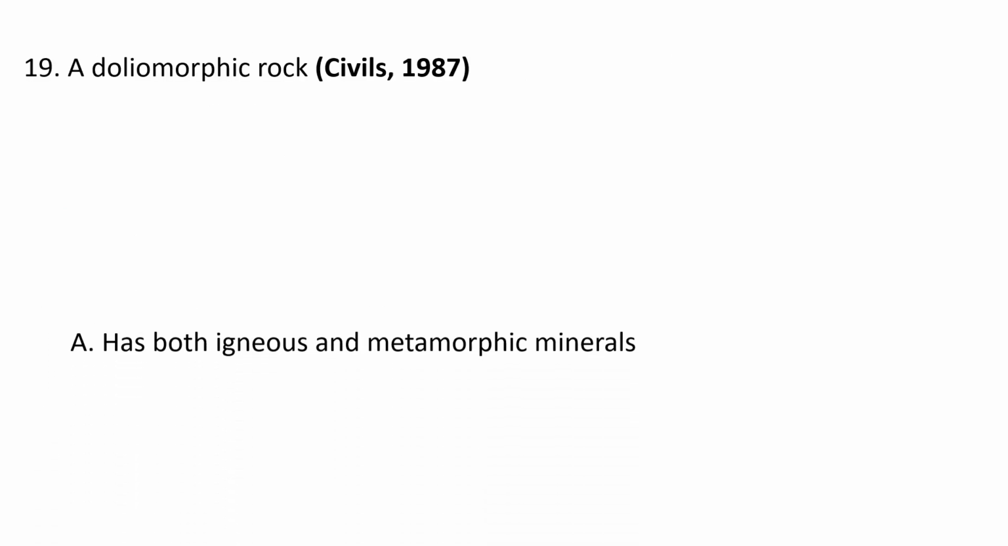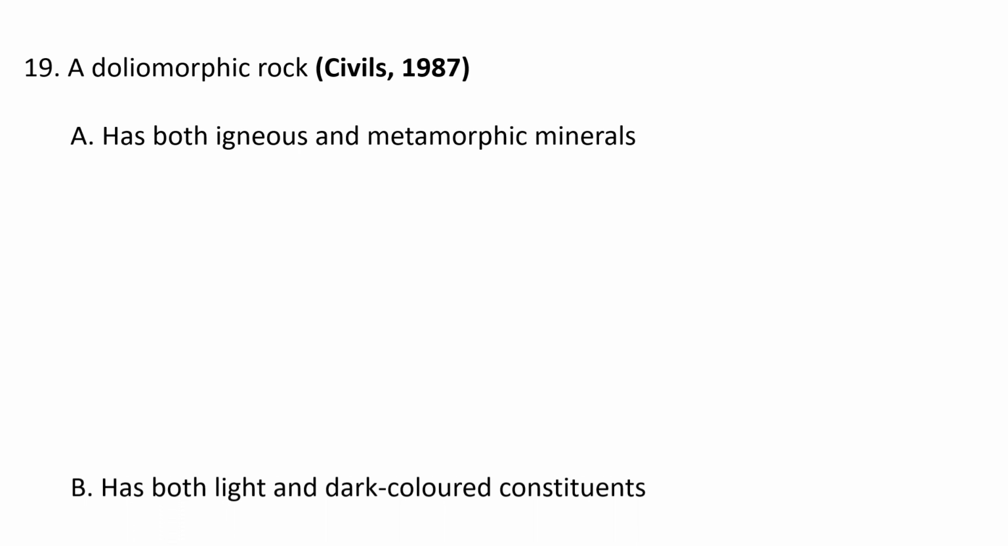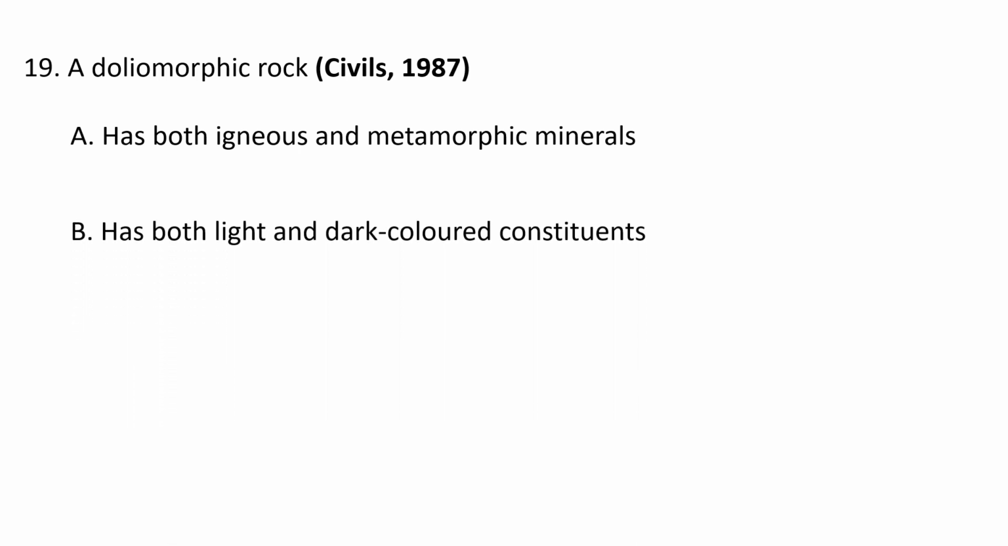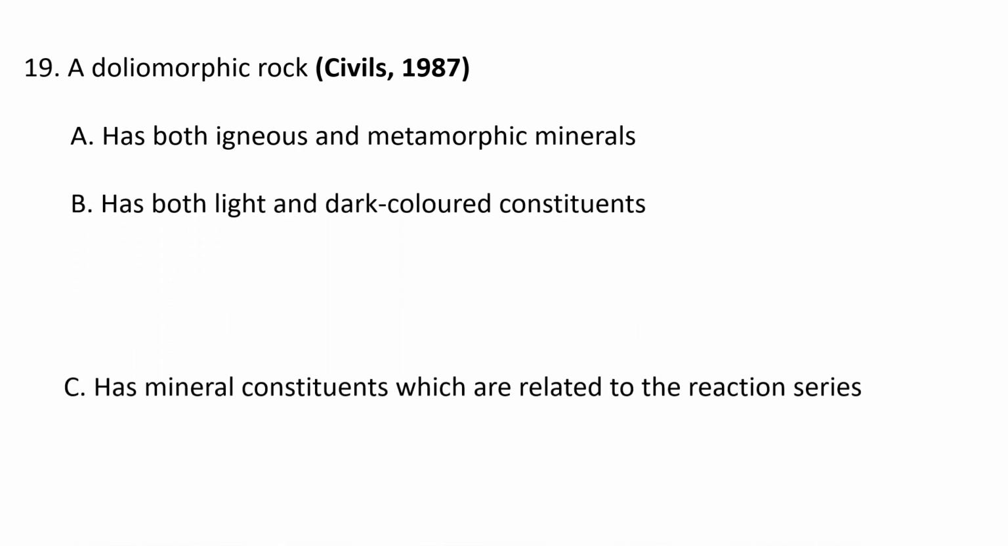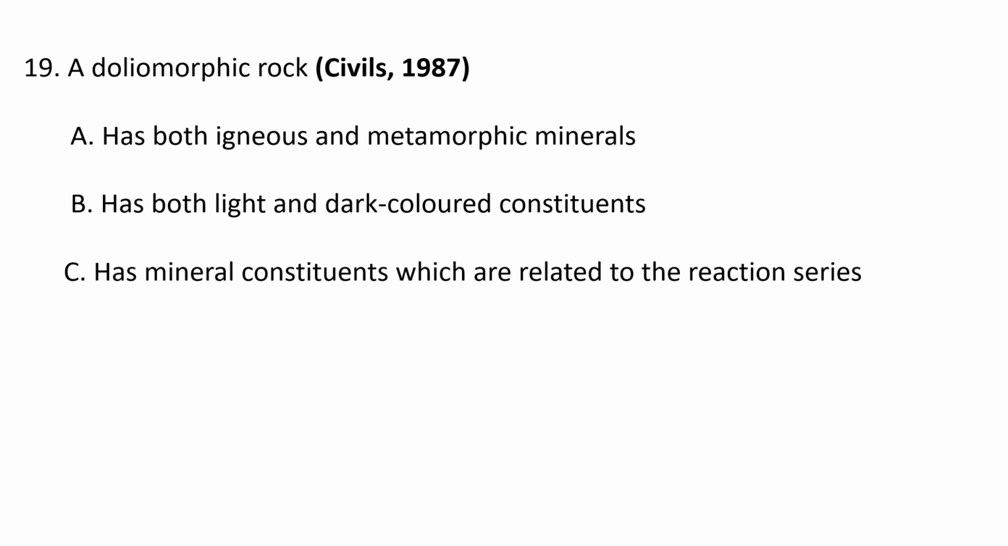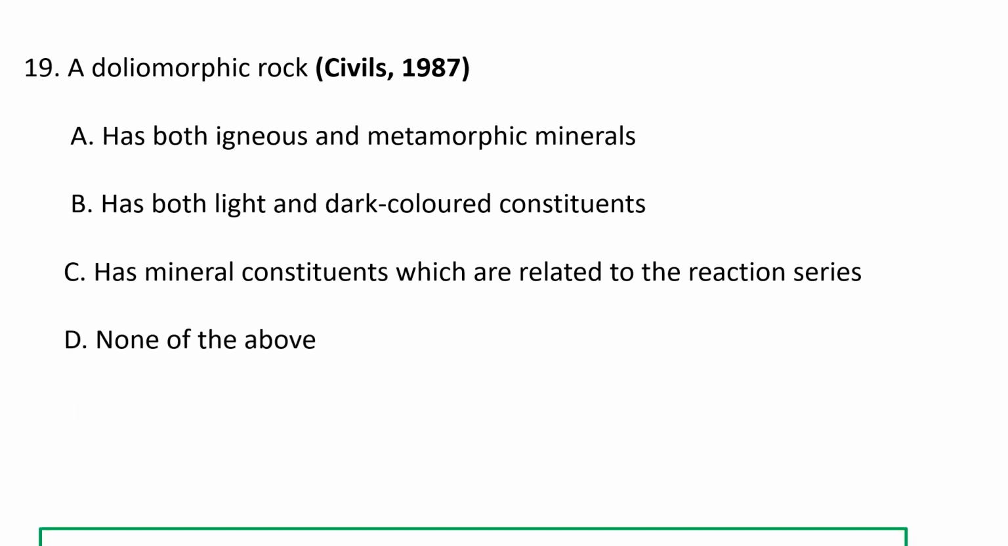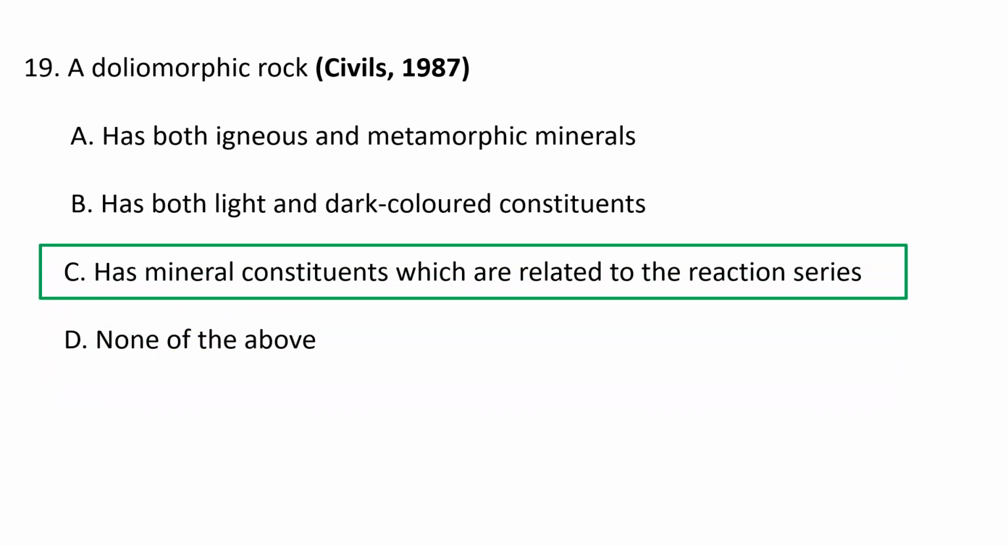Next question. A domorphic rock, A, has both igneous and metamorphic minerals. B, has both light and dark colored constituents. C, has mineral constituents which are related to the reaction series. D, none of the above. A domorphic rock has mineral constituents which are related to the reaction series. So C is the correct option.